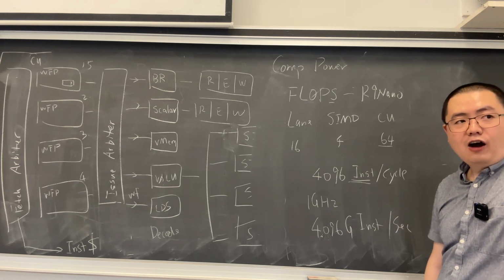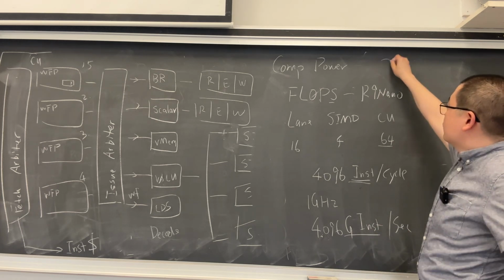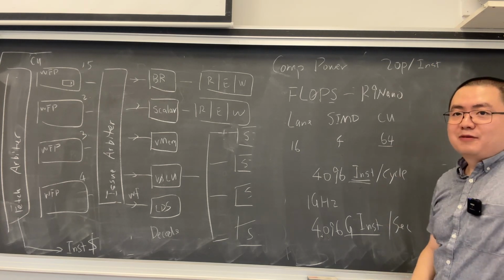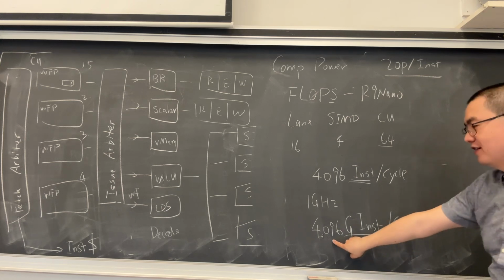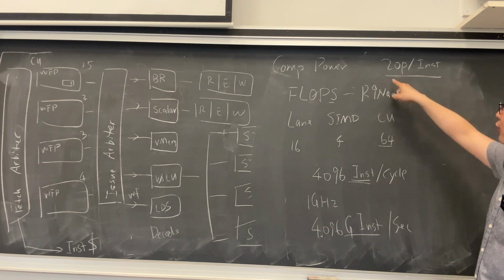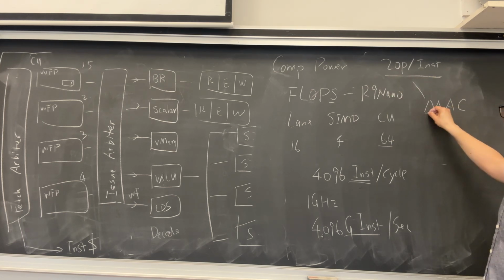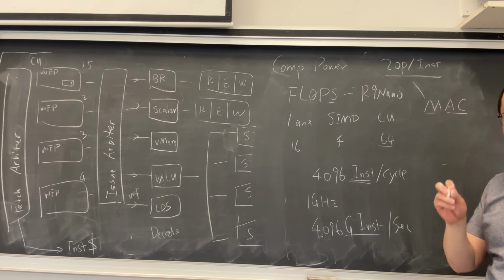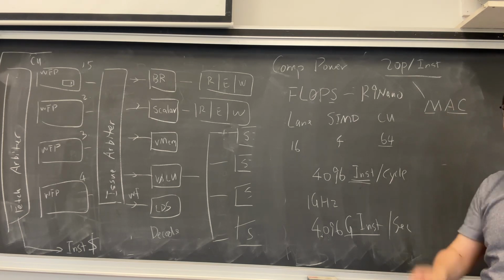How many operations is each instruction? It's 2 ops per instruction. Why? Because this is confusing, right? It took me a very long time to match this number with the official advertised number. What are 2 ops? It's basically the MAC, multiply and accumulation. This instruction can be completed in 1 cycle and is considered 2 operations.